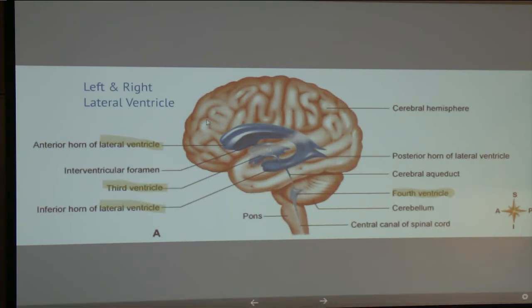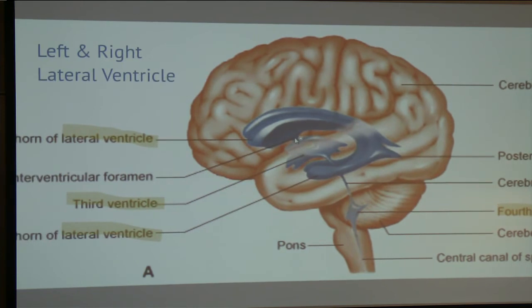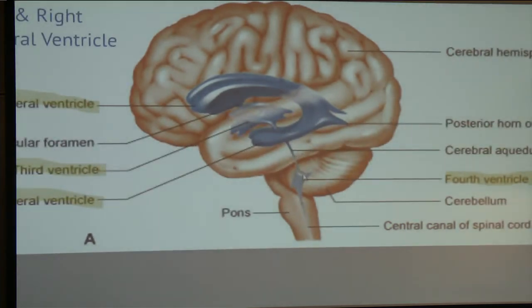Okay. So if we look at this picture yet again, here we can see this is a lateral ventricle. There's two of them side by side. You can kind of see the second one back there. Here's your third ventricle. To get there, you're going to have this interventricular foramen, okay? And then you have this long cerebral aqueduct from the third down to the fourth, and then into the central canal of the spinal cord.